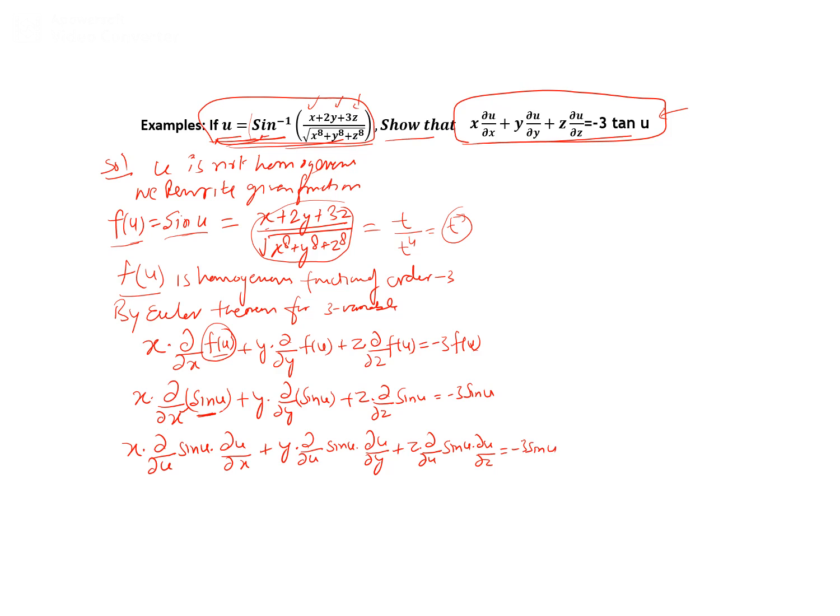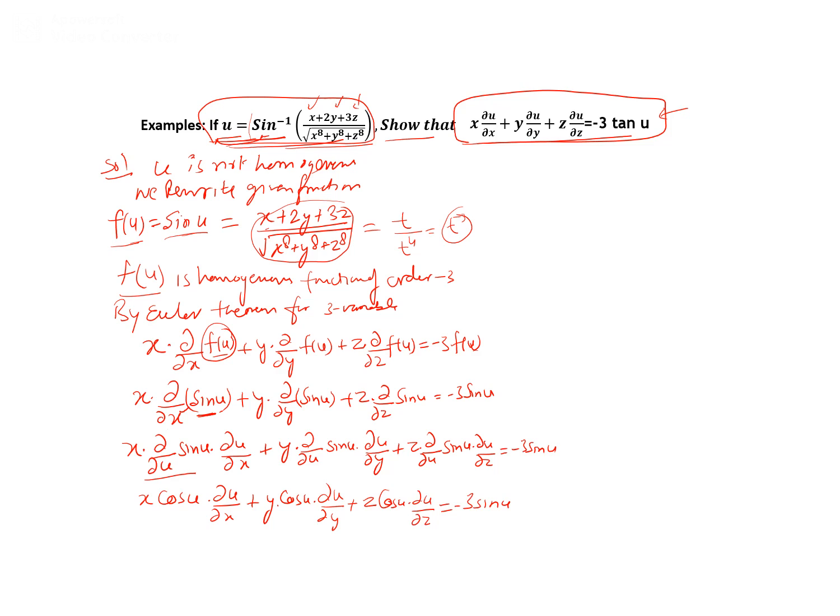Now the derivative of sin u, as you know, is cos u, so we write x cos u ∂u/∂x plus y cos u ∂u/∂y plus z cos u ∂u/∂z is equal to minus 3 times sin u.